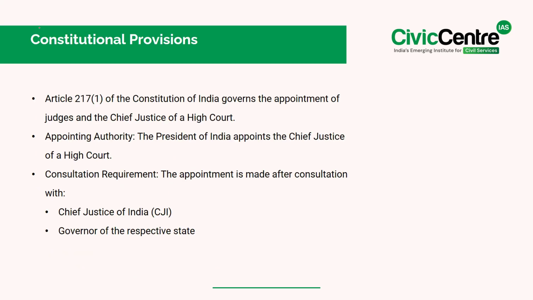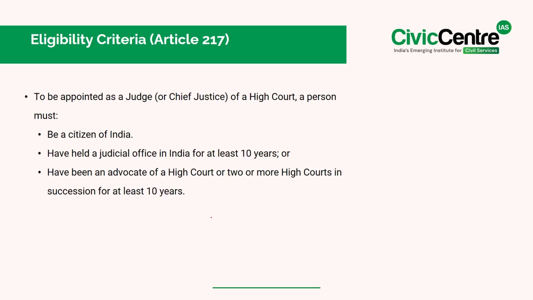See, Article 217 Clause 1 of the Constitution of India governs the appointment of the judges and the Chief Justice of a High Court. Notably, the President of India is the one who appoints the Chief Justice of a High Court. Know that the appointment is made after consultation with the Chief Justice of India and the Governor of the respective state. Then, what is the eligibility criteria as per Article 217?